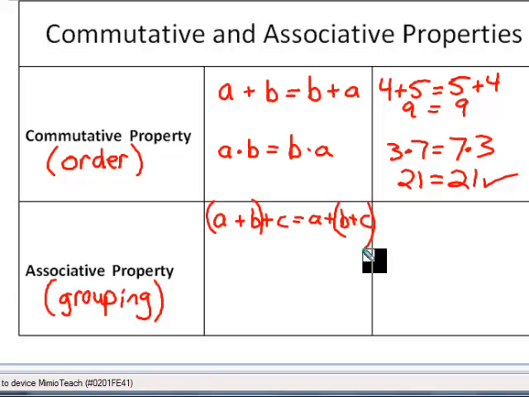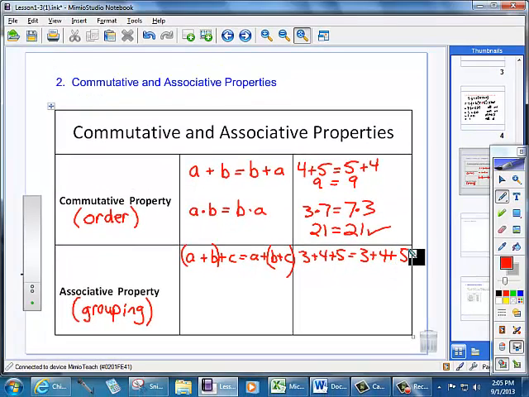Okay, so let's just take 3 plus 4 plus 5 equals 3 plus 4 plus 5. But I'm going to group it different. I'm not going to add them that way. I'm going to add these two numbers first, then add 5 to it. So I get 7 plus 5. And here I'm going to add these two numbers together first and group those two numbers. And that's 3 plus 9. Well, sure enough, it still works out. 12 equals 12.